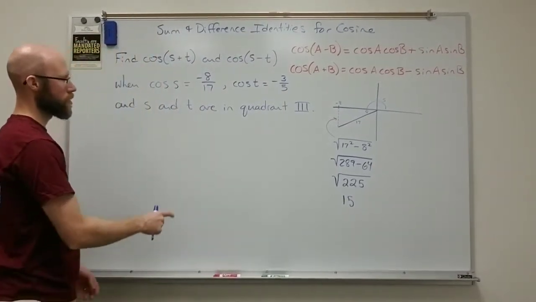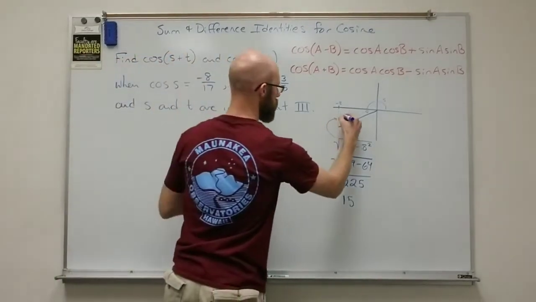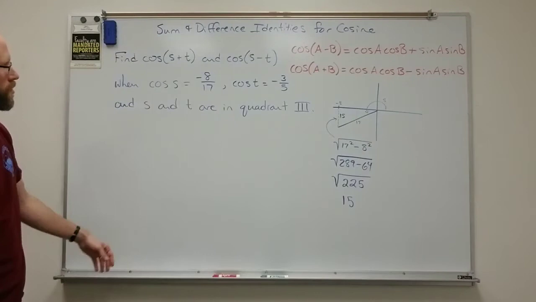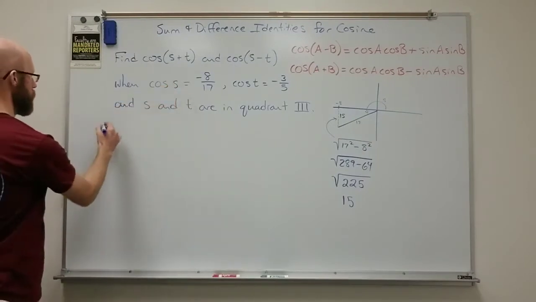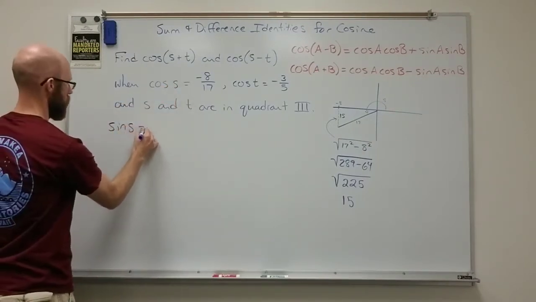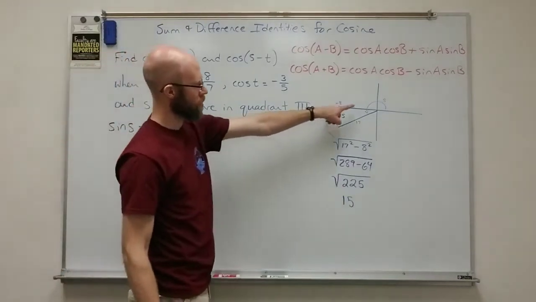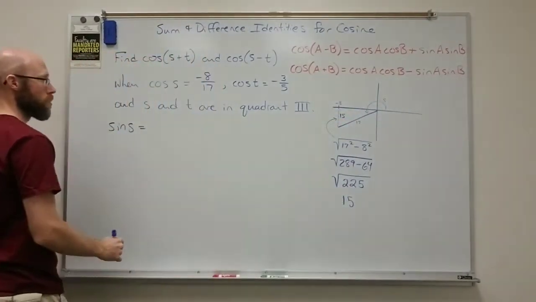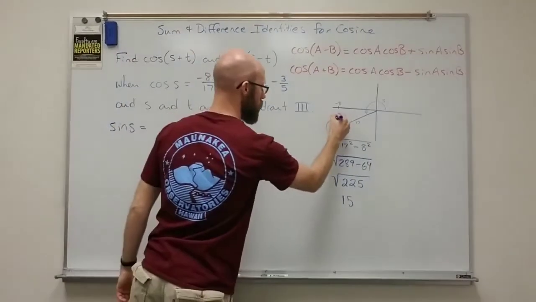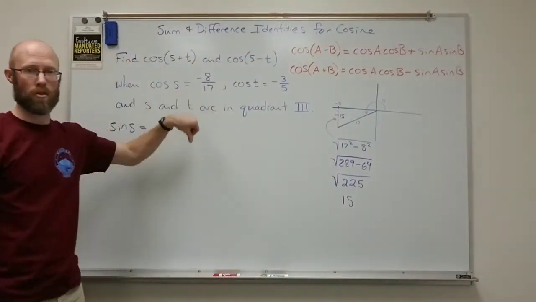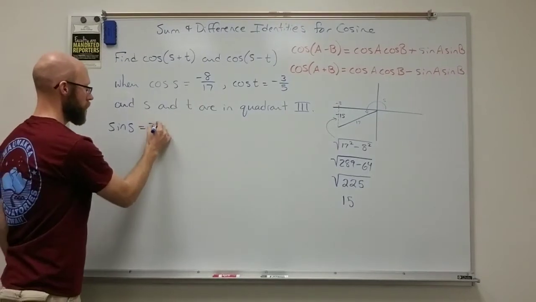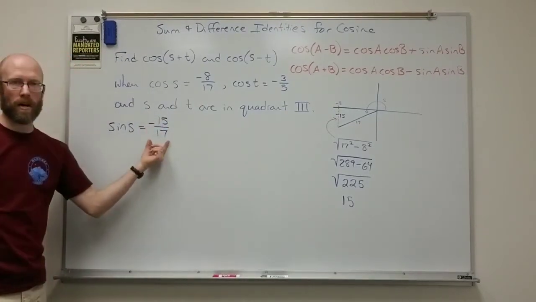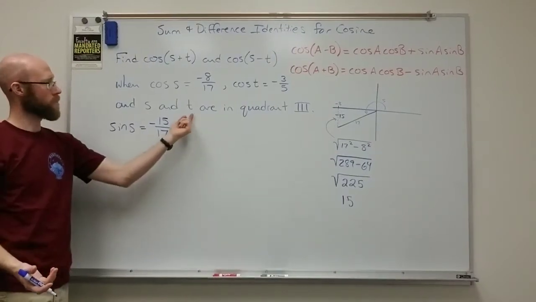And so let's see. That's going to be our vertical side there. So that means that the sine of s is equal to the opposite over the hypotenuse, or the y over r. That's 15 over 17. However, it's also negative 15 because it's in the third quadrant, right? So it's negative 15 over 17. There's our sine value. Repeat the process for angle t.